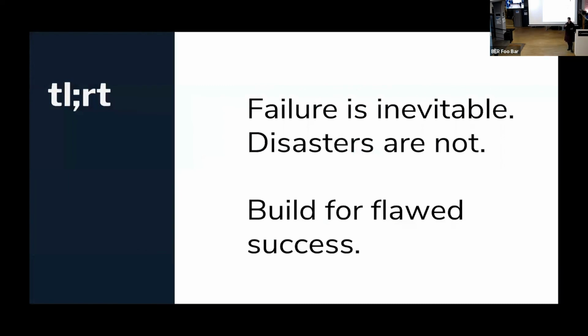So if this talk was too long and you read Twitter instead, here are the things I want you to take away. Failure is inevitable. All our systems fail, everything is flawed, humanity is doomed to imperfection. But disasters are not inevitable, as you can tell from the fact that we come here by jet planes and we get on trains, and most of the time we don't die. Disasters are not inevitable. Build your systems for flawed success. Build your systems in the understanding that things will go wrong and you need to be ready for that.